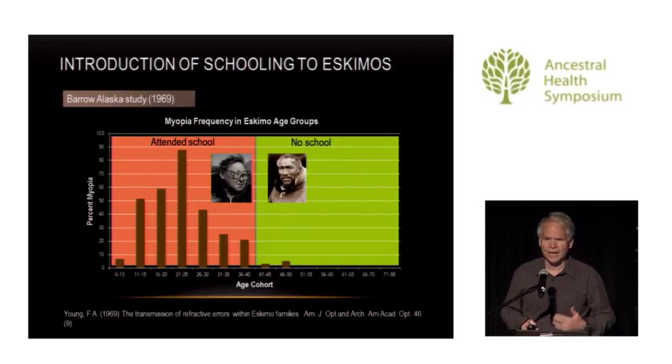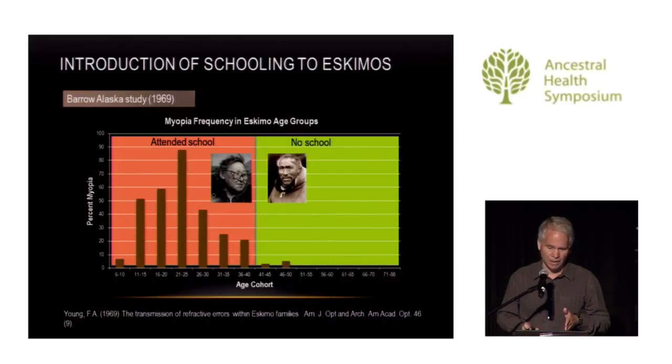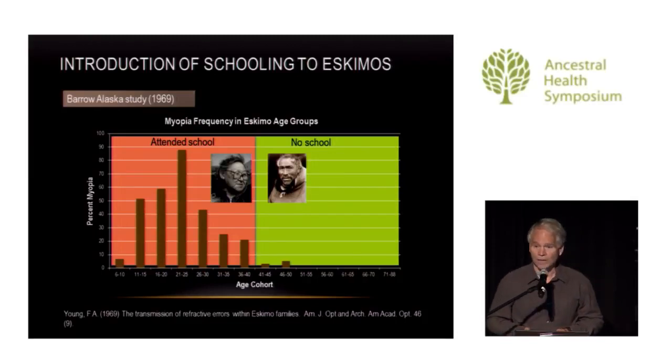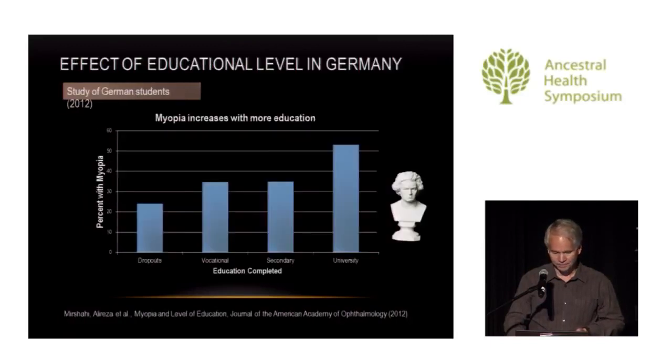So if you look also at Aboriginal peoples, I think a good example is Eskimos, and this was a study done by Francis Young in 1969 in Alaska. If you look at the incidence by age group, it's very interesting because in 1969, there had been a school in operation for about 30 or 40 years. So those folks who were older than 40 had not had Western education, and you can see there's virtually no incidence of myopia there, whereas those who had been introduced to Western schooling had, in some cases, more than 50% incidence. Again, some evidence of an environmental factor.